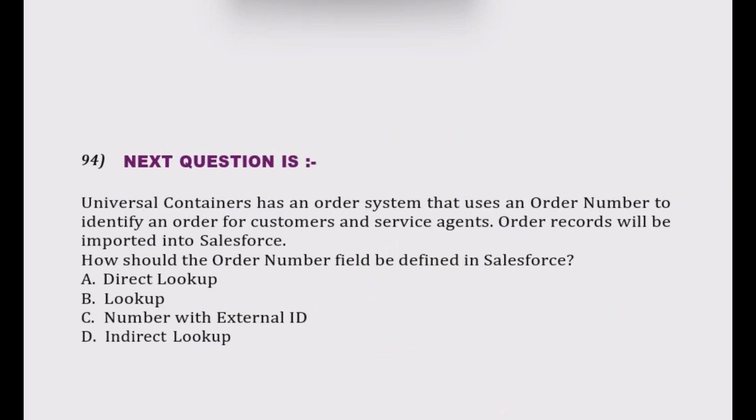Question is, Universal Containers has an order system that uses an order number to identify an order for customers and service agents. Order records will be imported into Salesforce. How should the order number field be defined in Salesforce? Option A. Direct lookup. Option B. Lookup. Option C. Number with external ID. Option D. Indirect lookup. Correct answer is option C.